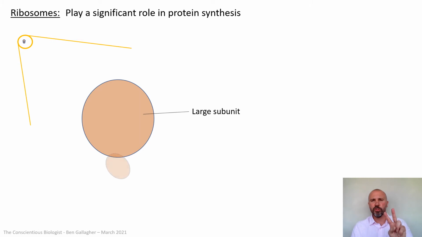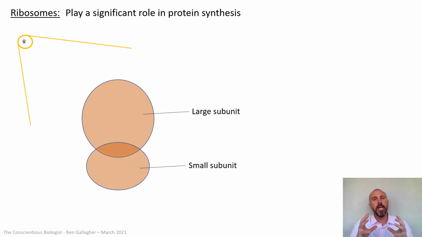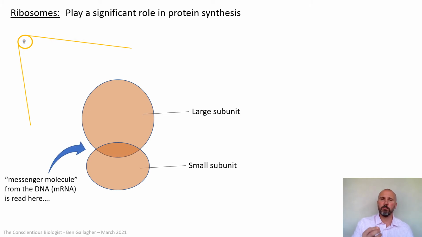Ribosomes are made of two subunits, a large one and a small one. If you remember from GCSE, the messenger molecule that comes from the DNA, it's like the photocopy of the DNA that can leave through a nuclear pore to go to a ribosome. It gets read there between the two subunits. Now, I'm hoping you remember that from GCSE.